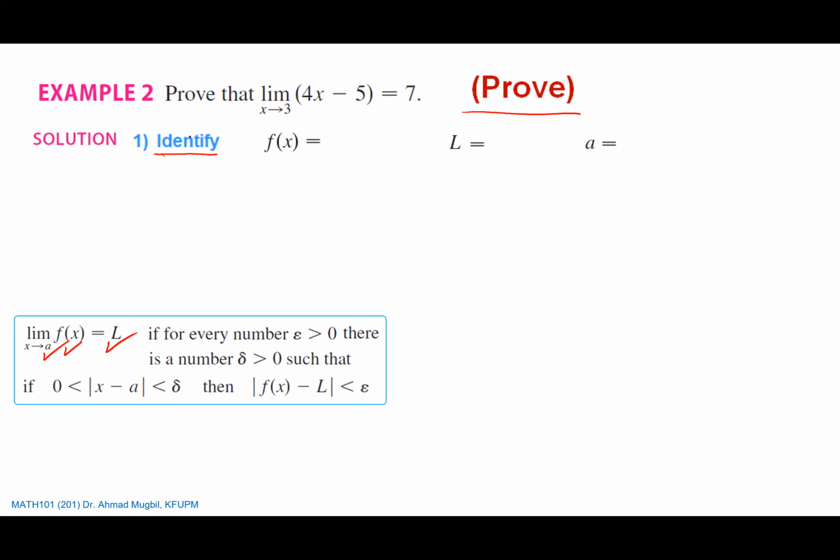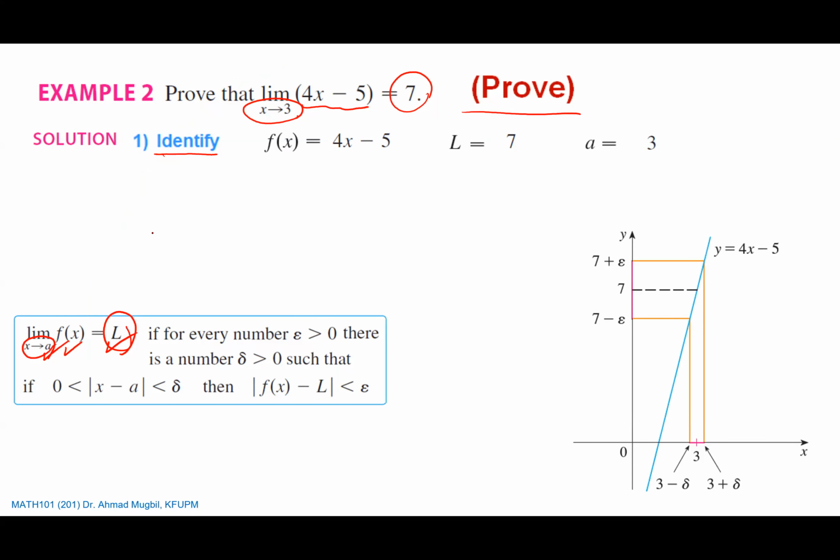What is the function? Here it is. Compare it with the definition. Your function is 4x minus 5. Your L, this is L, it is 7. What is A? A is here. Compare it with this, Shabab. X goes to 3, so A is 3. So you have F, L, and A. Now you can go and guess a value for delta. So this is the graph. No need for you to do the graph, I just do it here for you to understand.